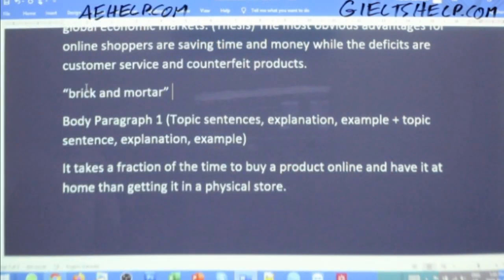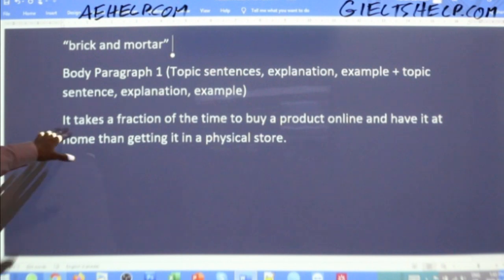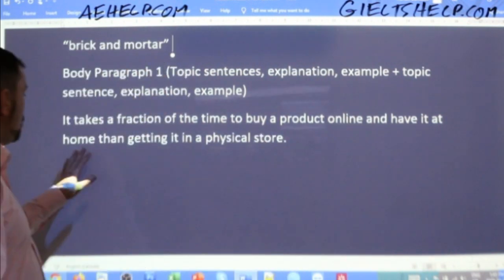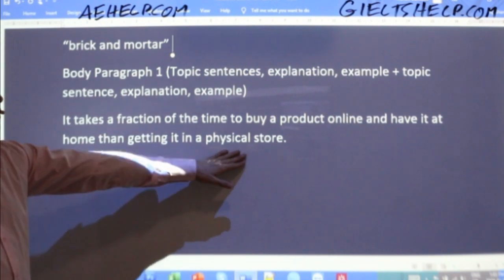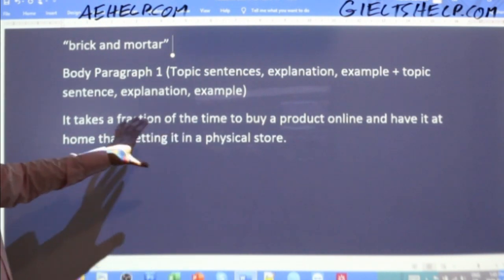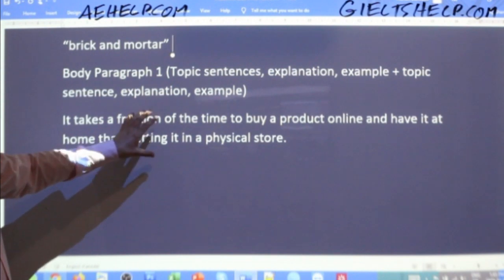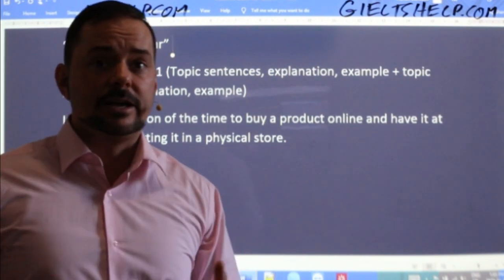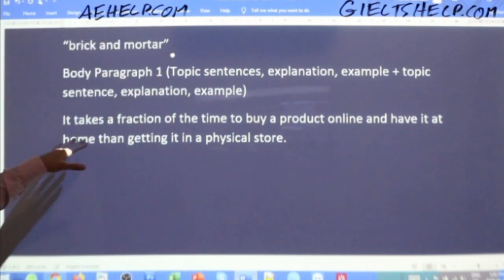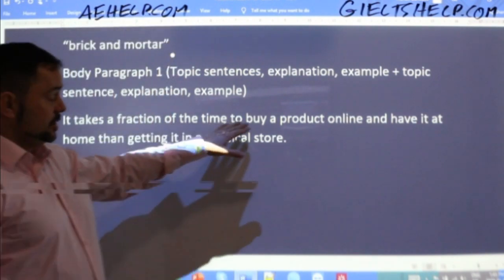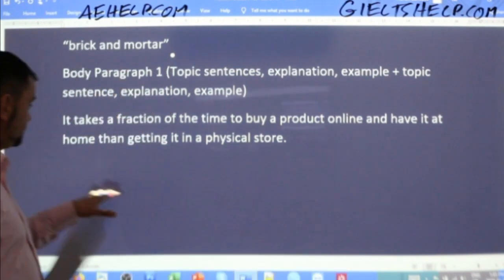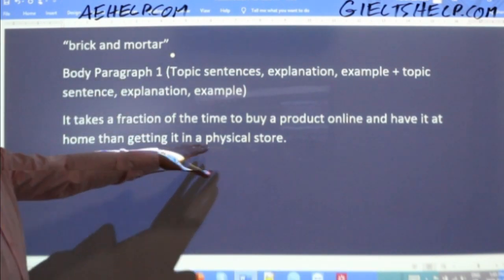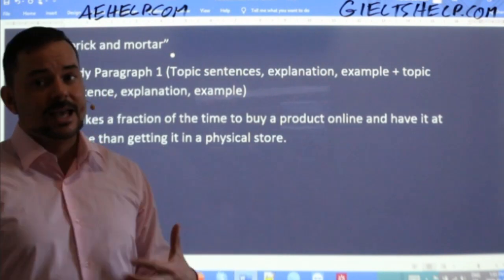Take a look at my topic sentence. So it takes a fraction of the time to buy a product online and have it at home than getting it in a physical store. Okay, so saving time, what do you mean? I can say this in a simpler way. I'm just showing you a band 9 level sentence. So I could say it takes much less time to buy products online and get them to the home than from a shop.